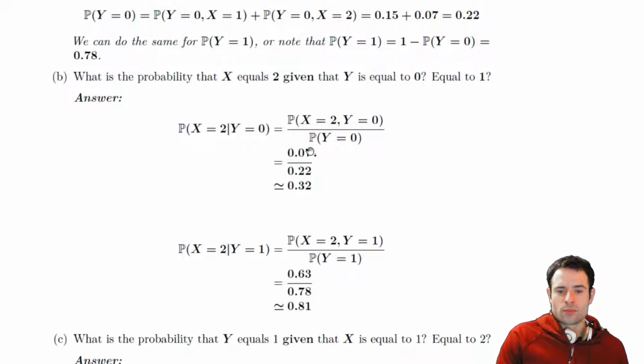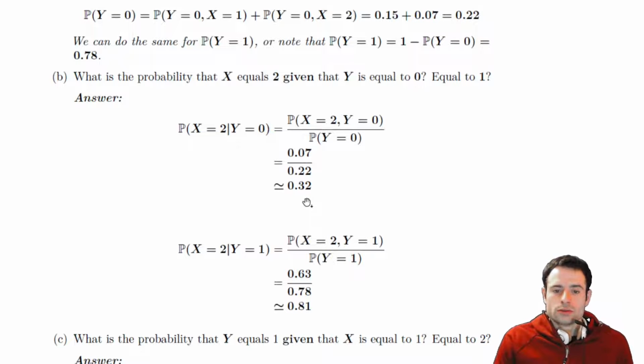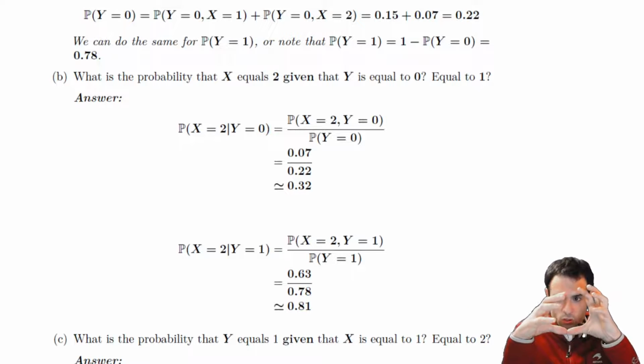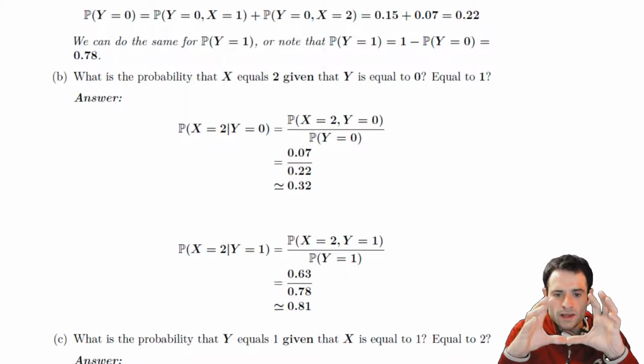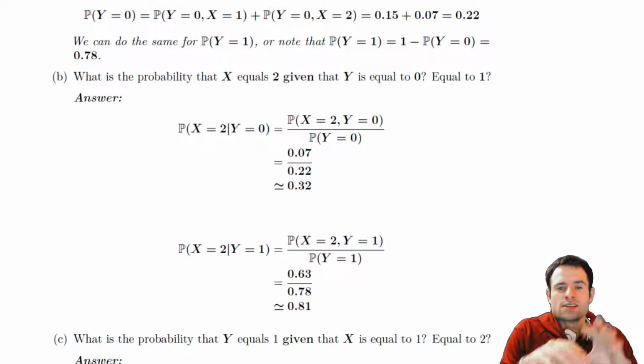We get 7% divided by 22%, and we get the number 32%. What this means is that among the observations where y is equal to 0, so we focus on the group of y is equal to 0, we don't look at everything anymore. We only look at the case where y is equal to 0. 32% of these observations have an x equal to 2.